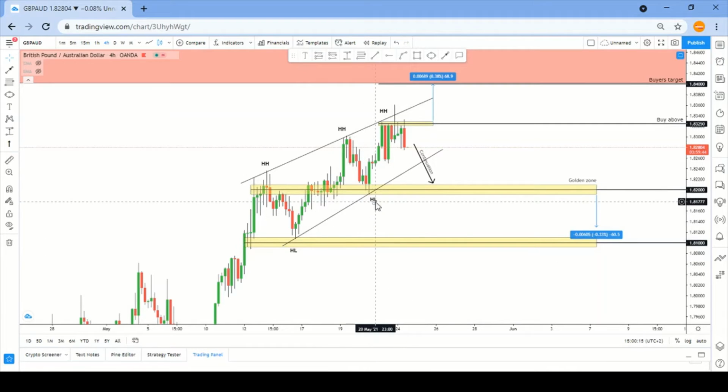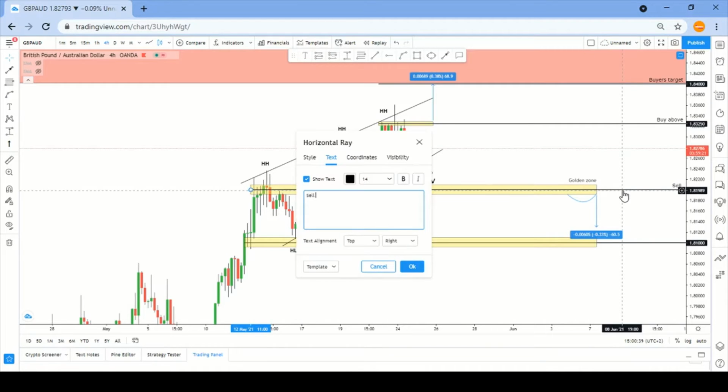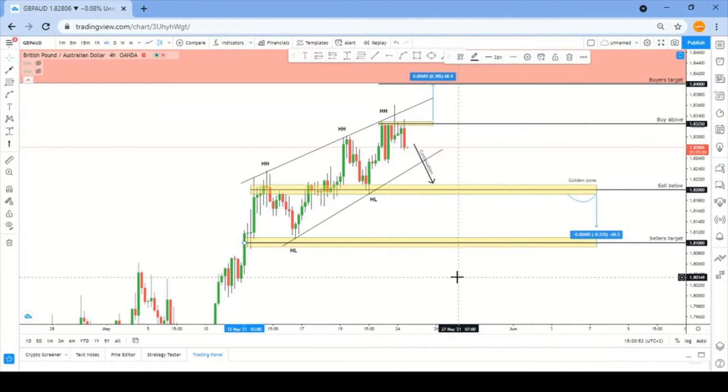So if the previous higher low is broken, right, and we've got a lower low, then the market should pull back to make another lower high, and that could be a retest of this level. So I'd look for a significant retest of this level. That would be the trade, and I'll tell you guys from this point to sell below, and this would be my seller's target. All right, and that is my analysis on GBPAUD.